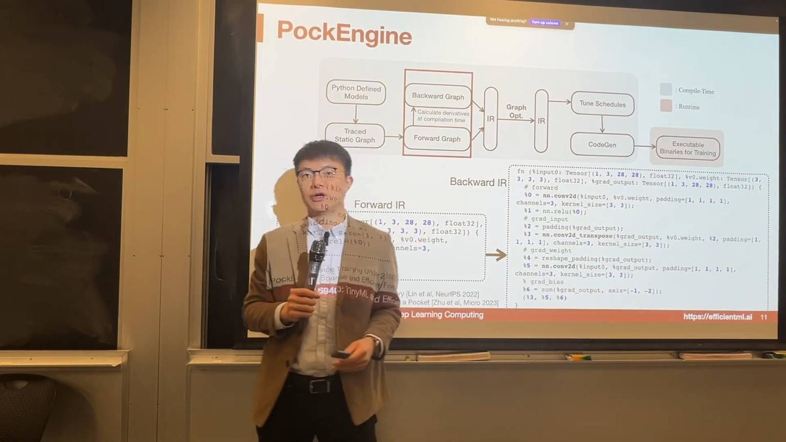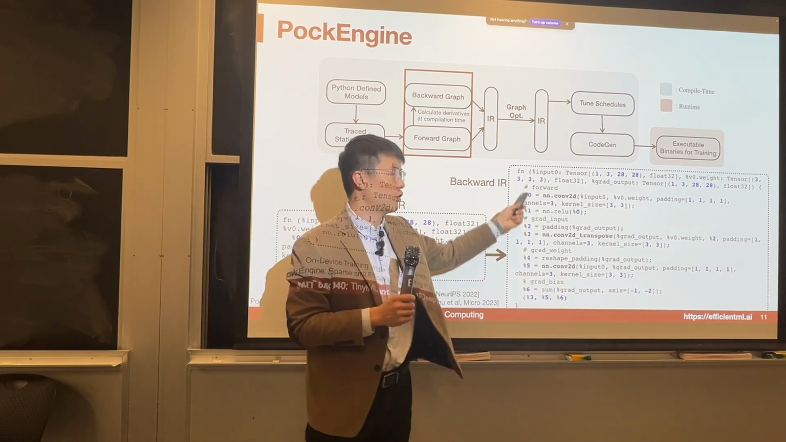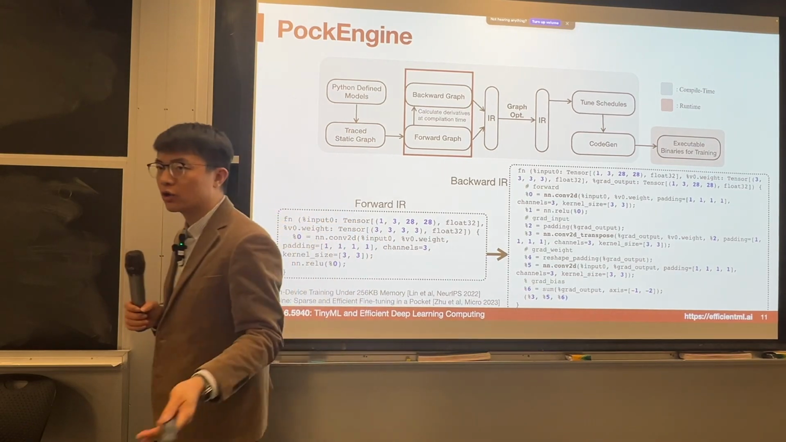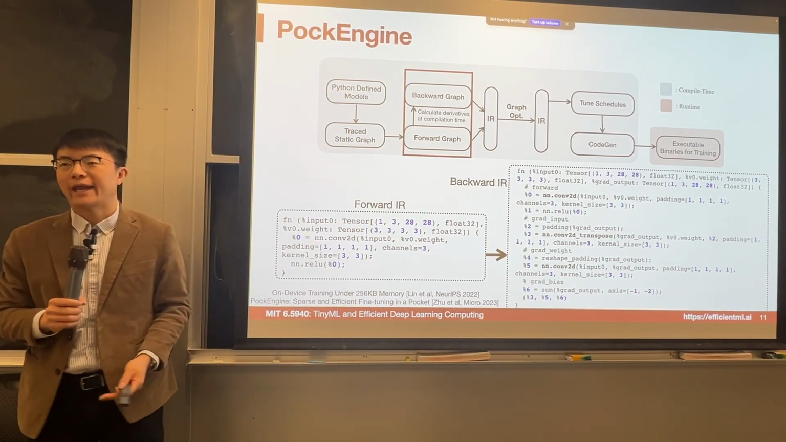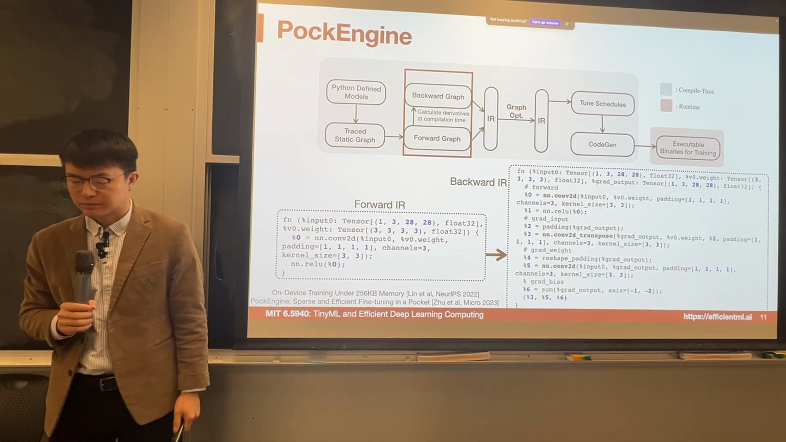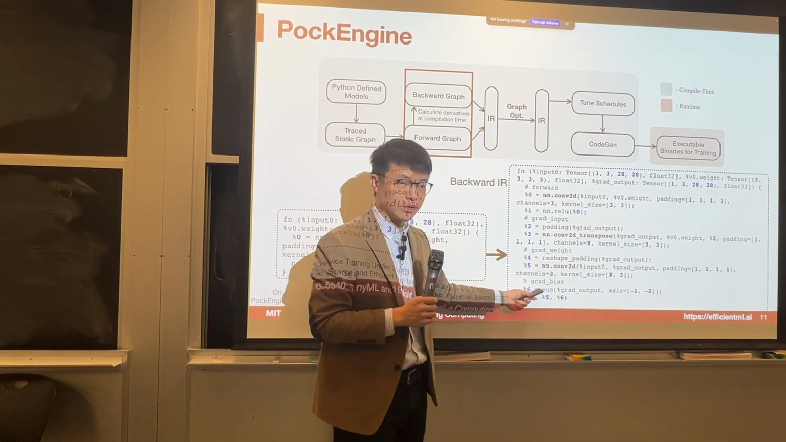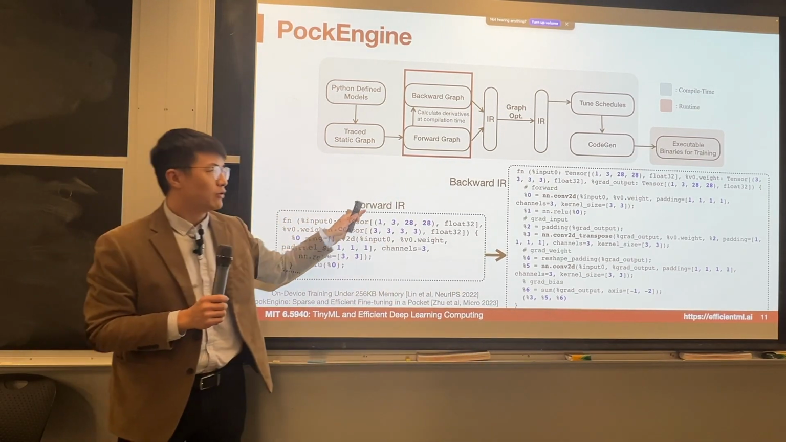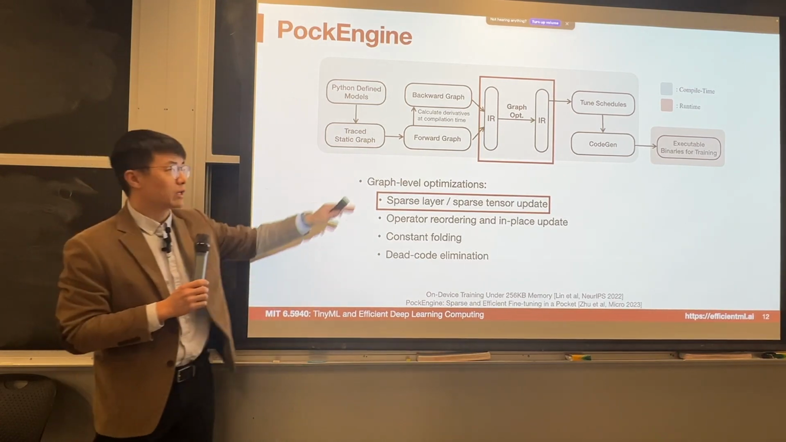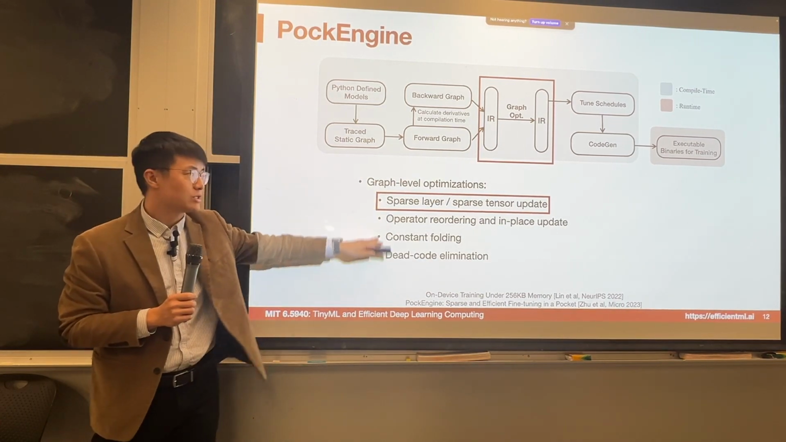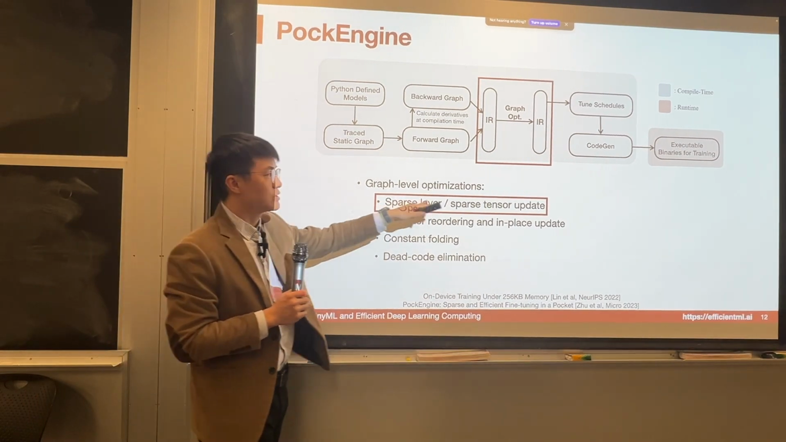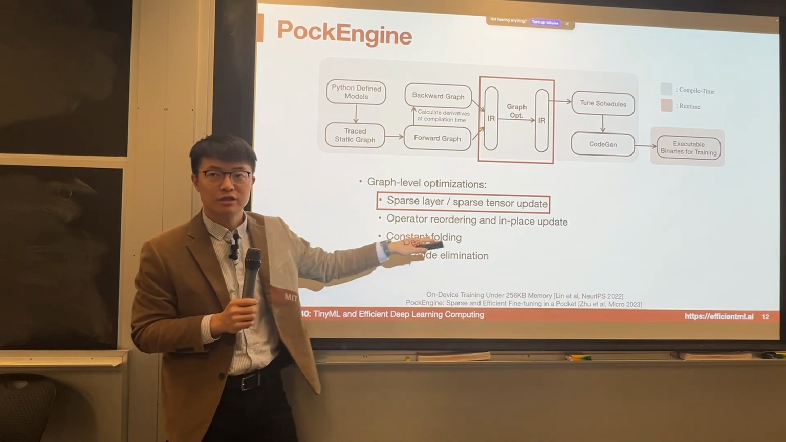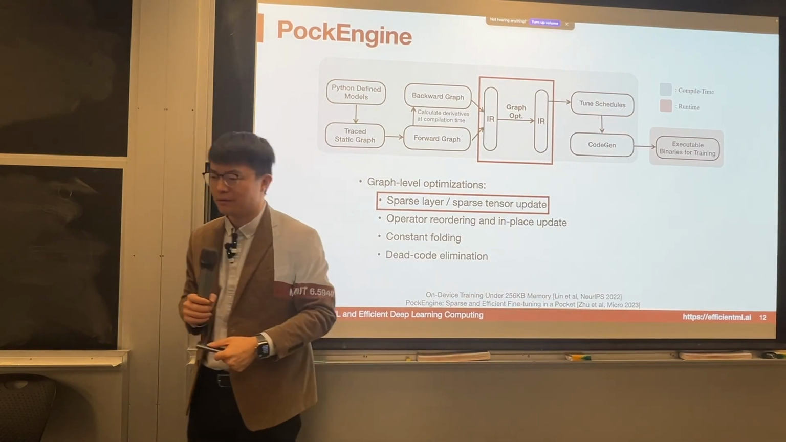That's why the flops for backward is 2x the flops for forward, since one conv2D becomes a conv2D transpose plus another conv2D to calculate the gradient for the input and also for the weight. And finally, we also need to calculate the gradient for the bias. So after getting from forward IR to backward IR, now we can perform these graph-level optimizations, including sparse layer, sparse tensor update, operator reordering, and also in-place update, constant folding, and dead code elimination.